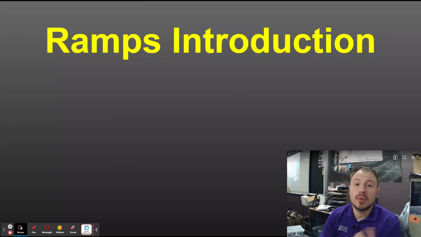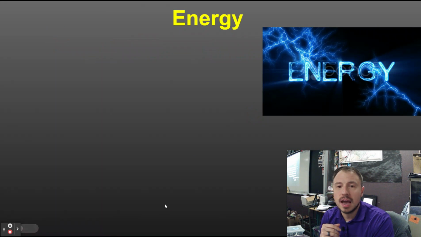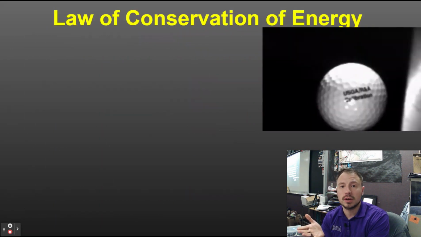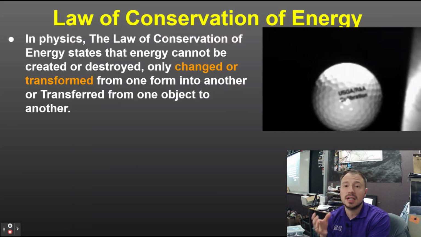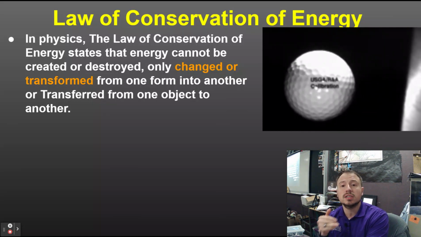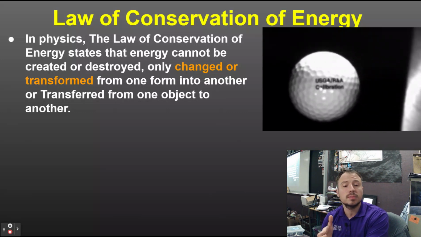This is the video on ramps, or our introduction to ramps. So this whole unit has been about energy. Now, energy is the capacity to do work. We looked at the law of conservation of energy, and it does state that energy cannot be created or destroyed. We know that it's only changed or transformed from one form into another, or transferred from one object to another.